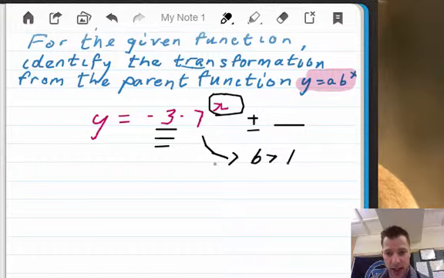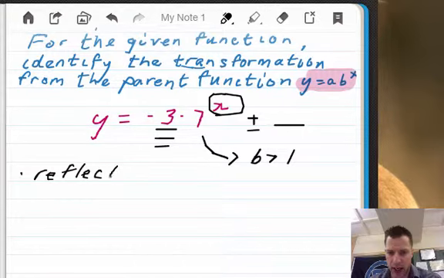Your a value. Now this would be growth, because b is greater than 1. B is 7 in this case. We're not asked that here, but if we look at the negative 3, there's two things happening. Number one, since this value is negative, you have a reflection over the x-axis. So you're going to have a reflection over the x-axis. That's number one.